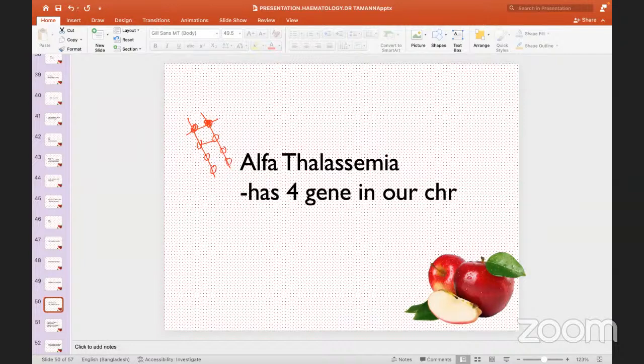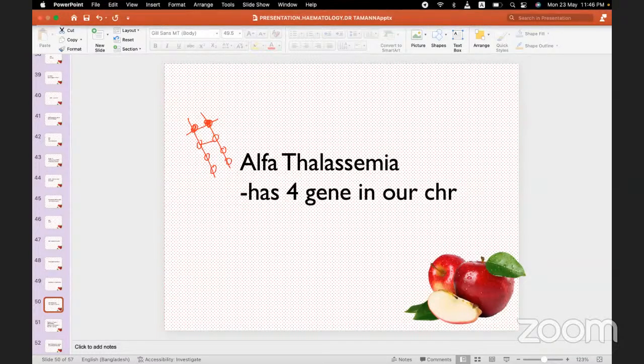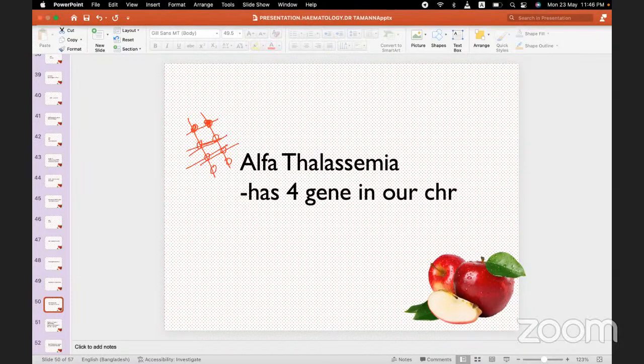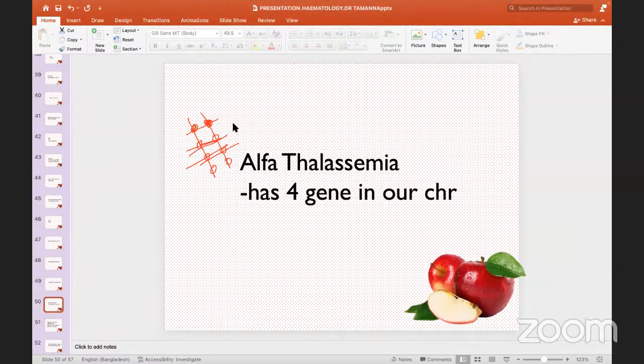So for every character of your body, there is a homologous gene, one coming from the father, one coming from the mother. One chromosome coming from father, one chromosome coming from mother, you all know. So in case of alpha thalassemia, we have four genes. That means not two genes, four genes together. This is called alpha thalassemia, four genes.